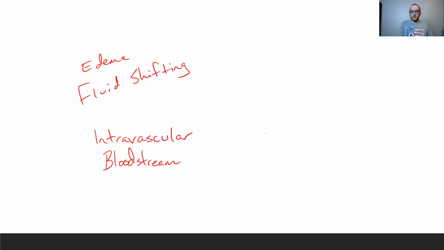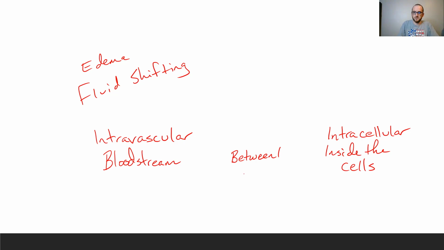That makes sense. And we have fluid that's inside the cells, and we call that intracellular. So we have fluid inside the blood vessels, intravascular, and inside the cells, intracellular. And then we have one more space. We actually have fluid between the cells. Every single cell in the body is not just like cement stuck to the one next to it; there's a little bit of fluid in between those cells. And that space we call the interstitial space. Not as obvious a word as the other ones. Interstitial is that space between the cells.